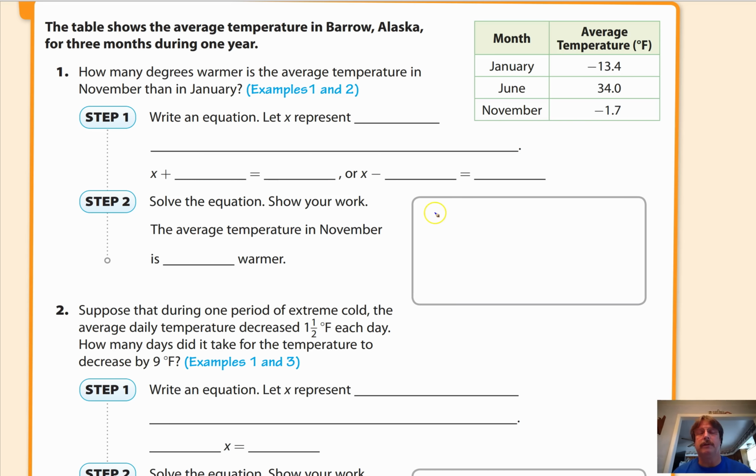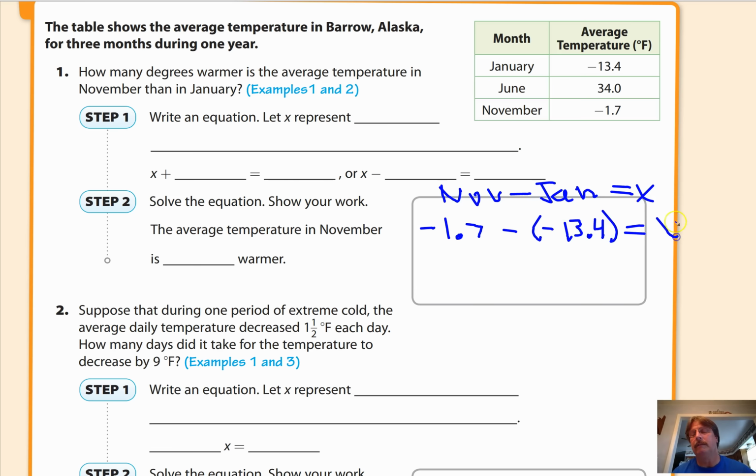Intuitively, what we would do is November minus January, and that would tell us what our x is. So we would do negative 1.7 minus negative 13.4, and you would find out that difference. It's asking how many degrees warmer the average temperature in November is than January. So it's actually an increase, because January is colder than November. So you would expect to have a positive answer here.